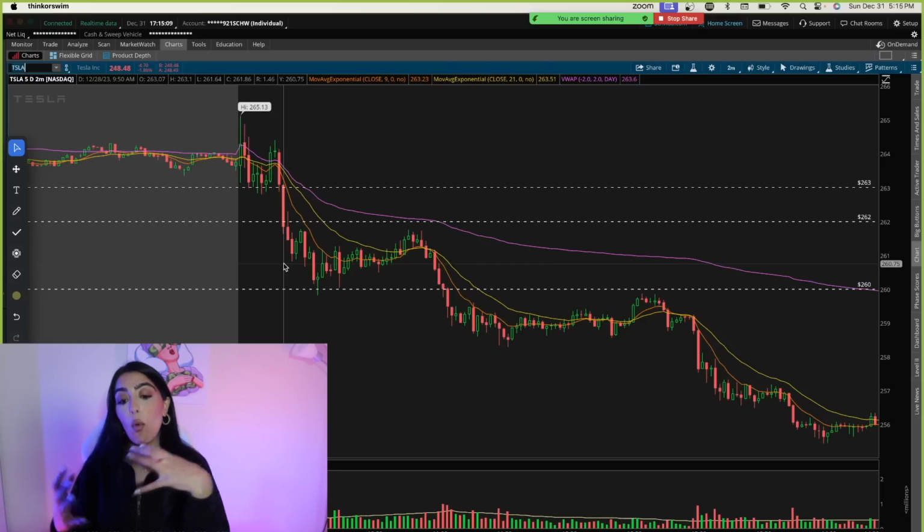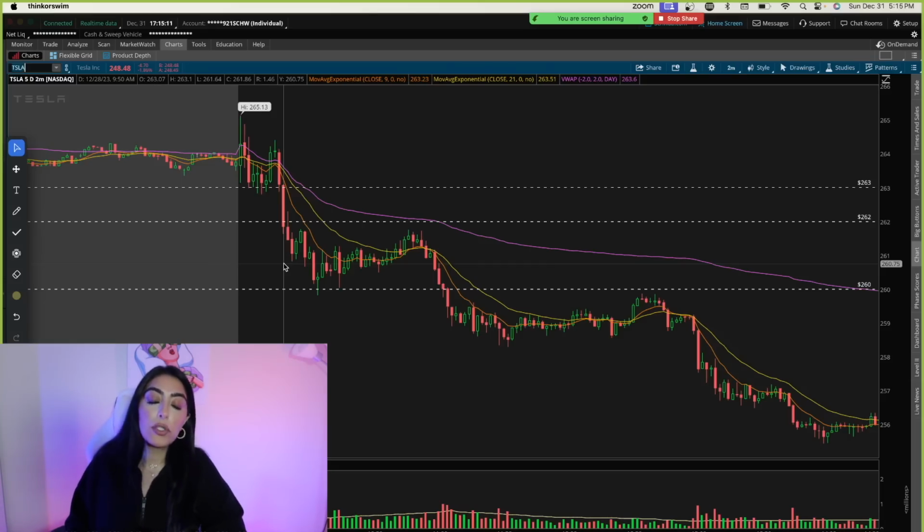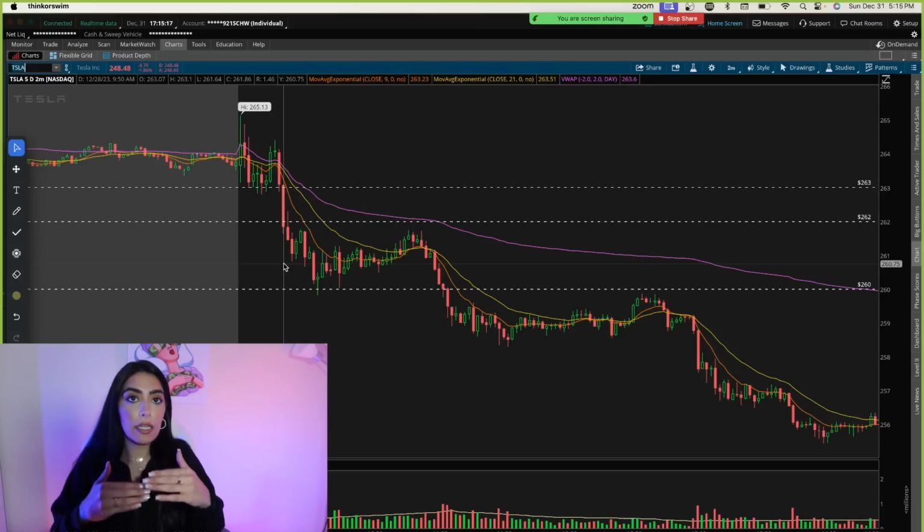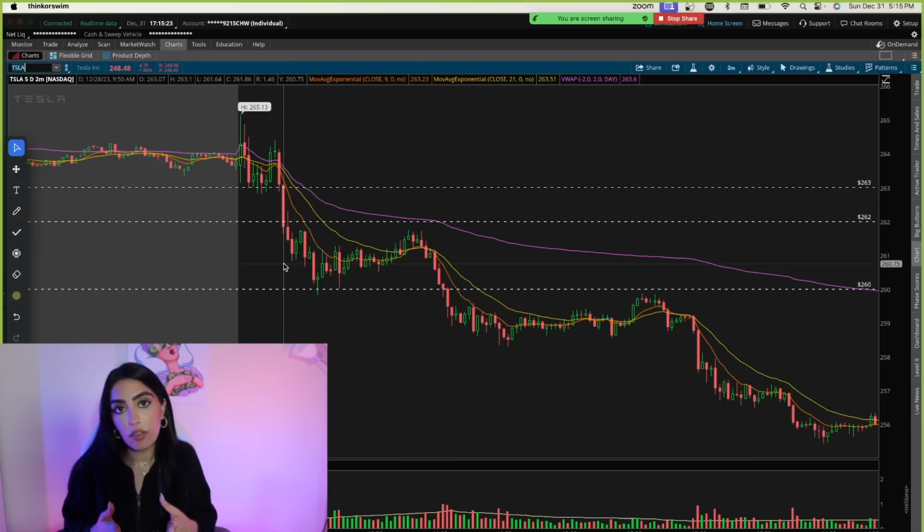Okay, so order flow when you're scalping is going to help you capture a bigger percentage of that move, because when you're scalping, your profit targets tend to be very close to one another. Order flow is going to help you be able to capture multiple profit targets instead of just one.